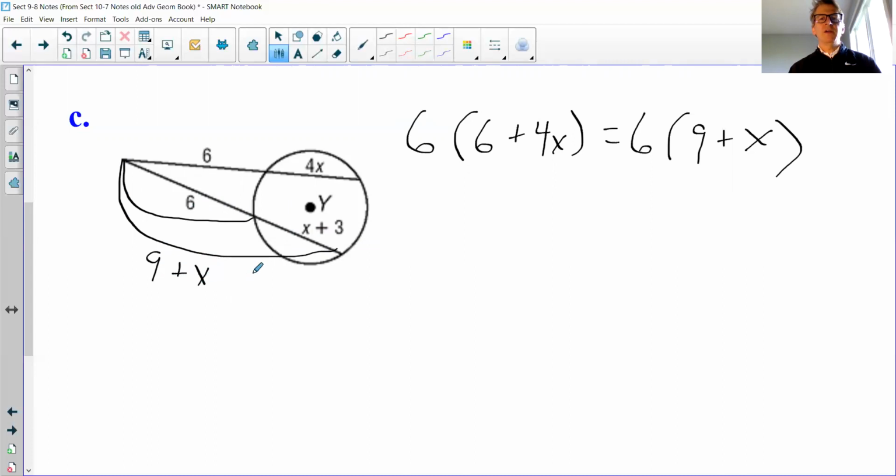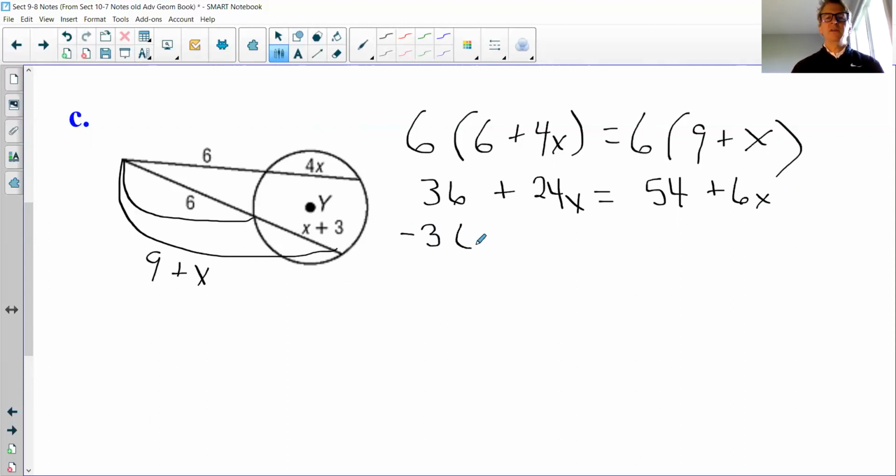Okay, so 6 times 6 is 36. Then you're going to add that to 24x. And that's equal to 9 times 6 is 54 plus 6x. All right, we're going to solve for x here. You've got variables on both sides, so you might do this a little differently, but I'm going to subtract 36 on this side and this side.